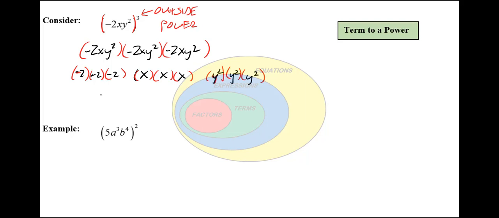So we could rewrite these. You notice we could say this is the same as negative 2 to the third power. So this factor raised to the third power. We also have a factor of x, and that's raised to the third power. And then we have this factor of y squared, and that's raised to the third power.